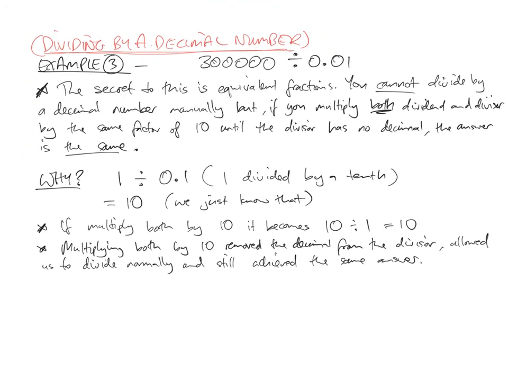Last example, dividing by a decimal number. I'm chucking this example in here because you need to do something slightly different if you're dividing by a decimal number. The secret to this is equivalent fractions. You can't divide by a decimal number using this manual technique. But if you multiply both the dividend and divisor by the same factor of 10, you're not really changing the question. If you times them both by the same factor of 10 until the divisor has no decimal in it, the answer will be the same.